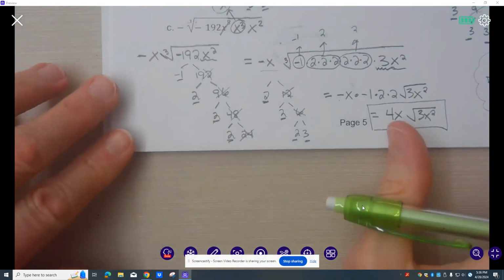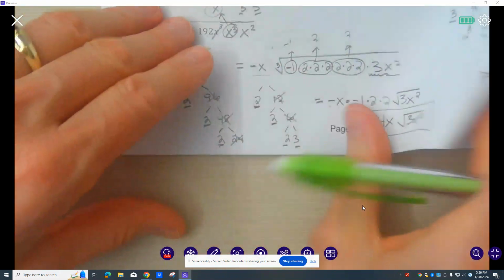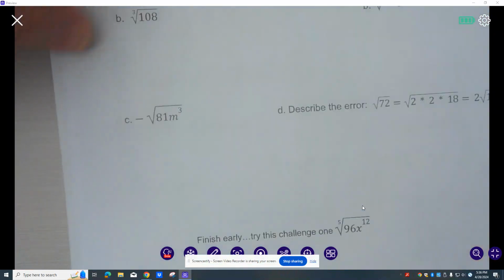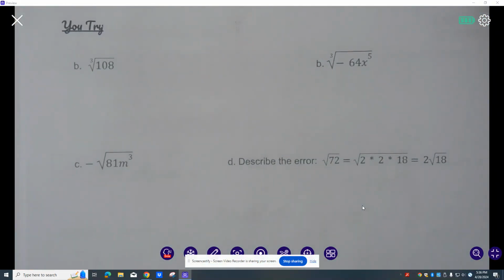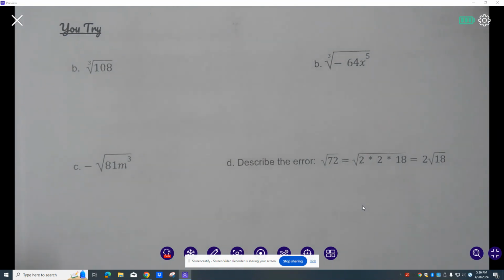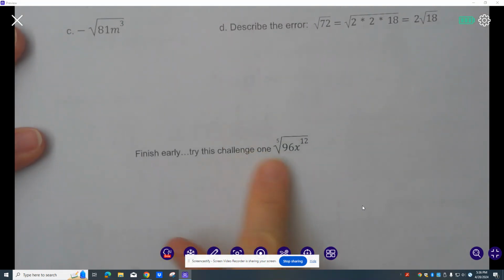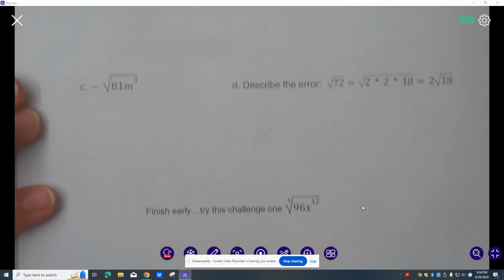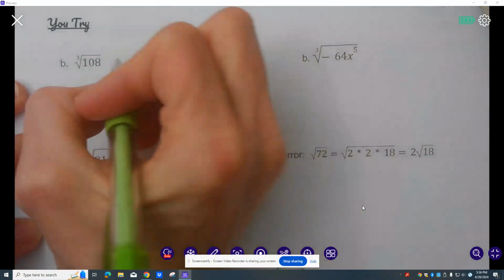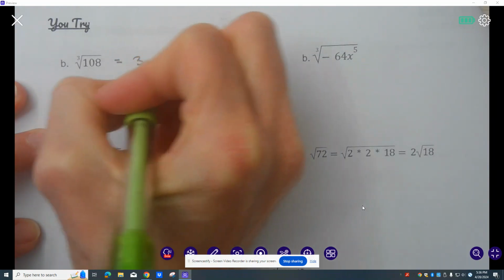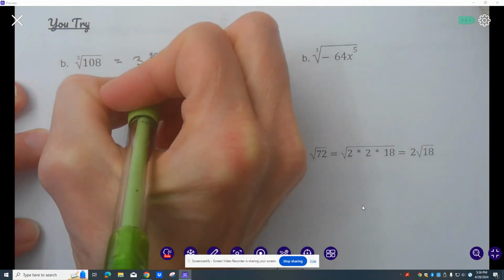Please turn the page to page 6. Remember, if you missed any of these notes, the great thing about a video is you can pause it. Okay, this is kind of long, your turns. So you should pause the video and try all those. Those of you who are speedy, we have a challenge one for you down here. But pause the video and try these.